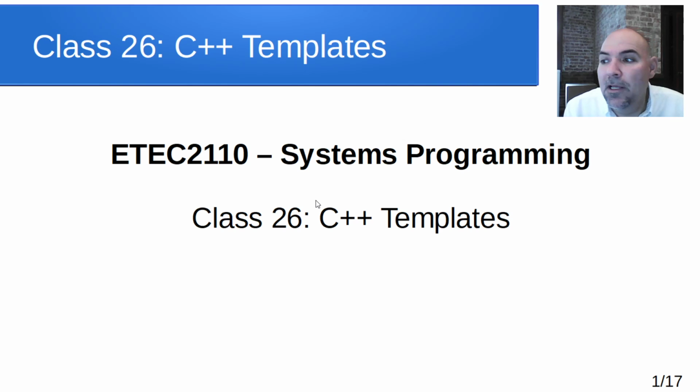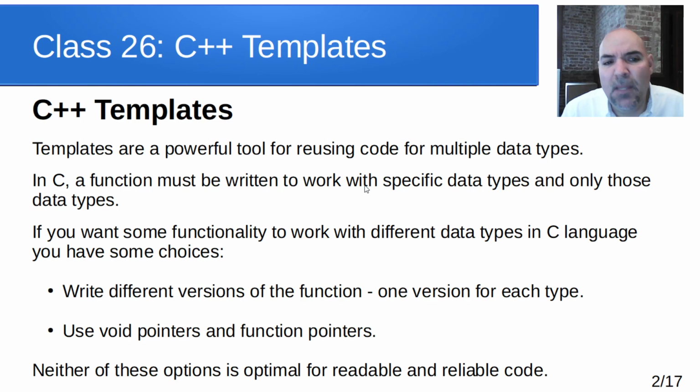All right, so here's what we're going to do today. We're going to talk a little bit about C++ templates. And what templates are is they're a powerful tool for reusing code. For example, imagine a function that can change the data types of the parameters, or maybe even change the data type of what gets returned. Or imagine a class that can change data types as well.